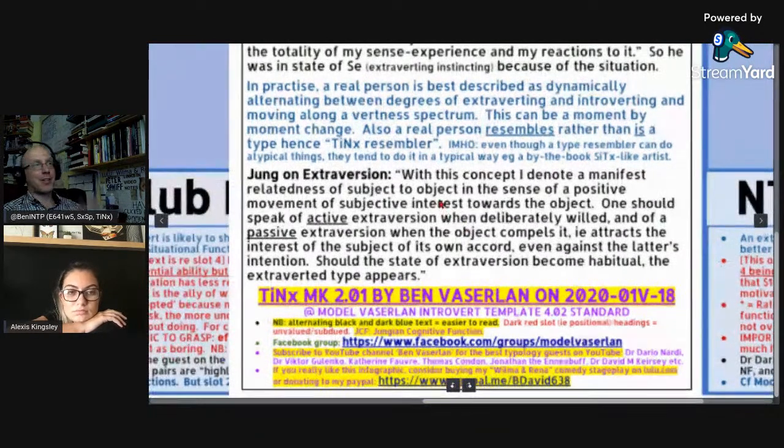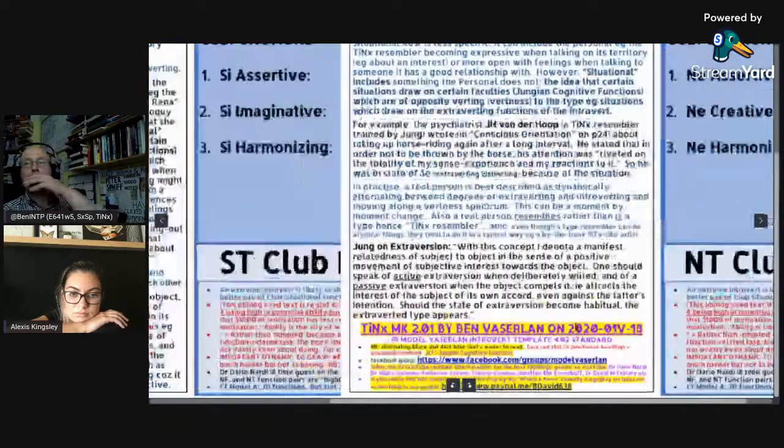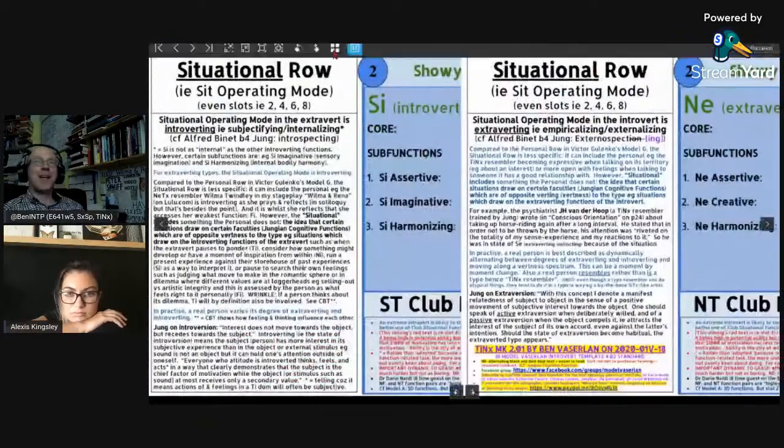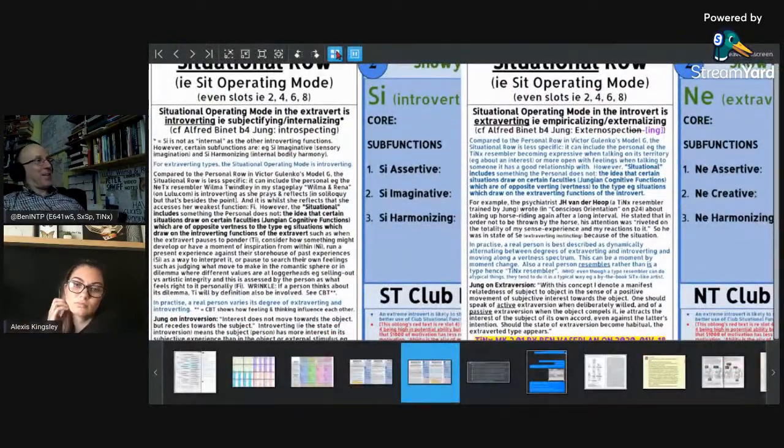Jung on extroversion, and then we'll get to the comments. With this concept, I denote a manifest relatedness of subject to object in the sense of a positive movement of subjective interest towards the object. One should speak of active extroversion when deliberately willed and of passive extroversion when the object compels it, i.e. attracts the interest of the subject of its own accord, even against the latter's intention. Should the state of extroversion become habitual, the extroverted type appears. So, any comments after that?